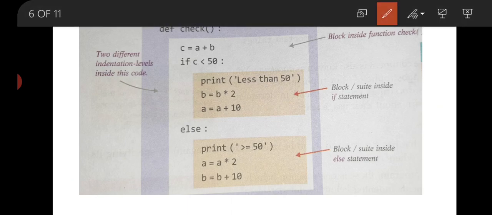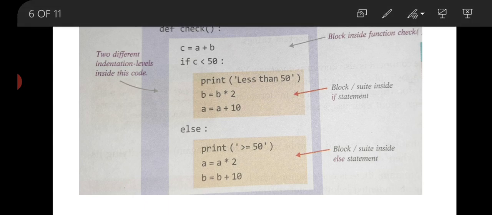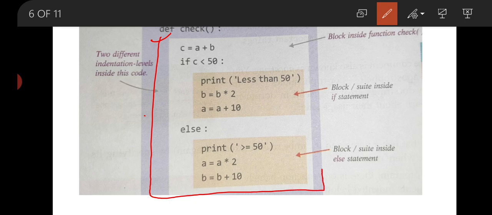Here def check is a function. c equal to a plus b. If c is less than 50, then print less than 50, b equal to b into 2, a equal to a plus 10. Else, if that is not the case, print greater than or equal to 50, a equal to a into 2, b equal to b plus 10. This is the function. That means indentation of the function is represented by this color. This is the indentation of the function.